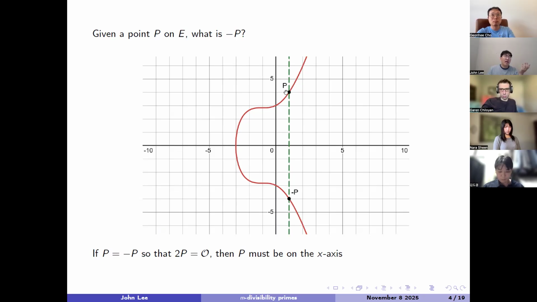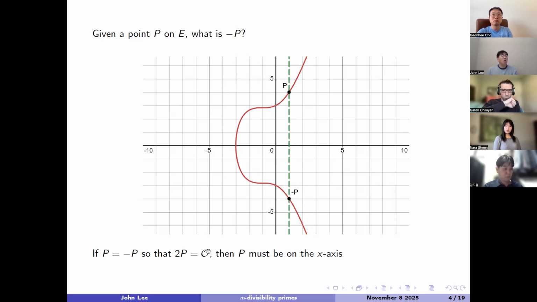Therefore, if you are adding P and negative P, we get the point at infinity. Technically speaking, it should be the mirror image of the point at infinity, which we are taking as the point at infinity again. So what does it mean for P to equal negative P? That means this point and its mirror image along the x-axis are equal. That means the point should be on the x-axis, so the y coordinate had better be 0.